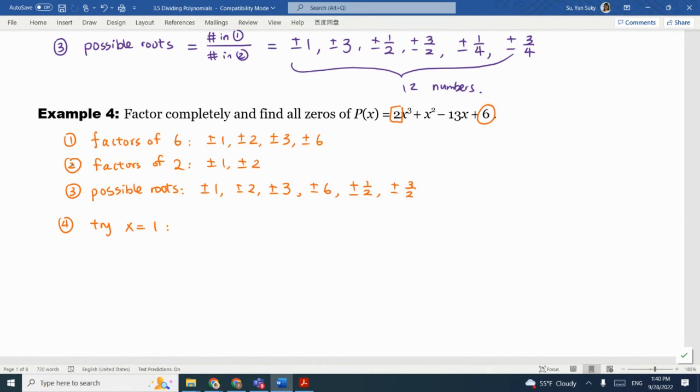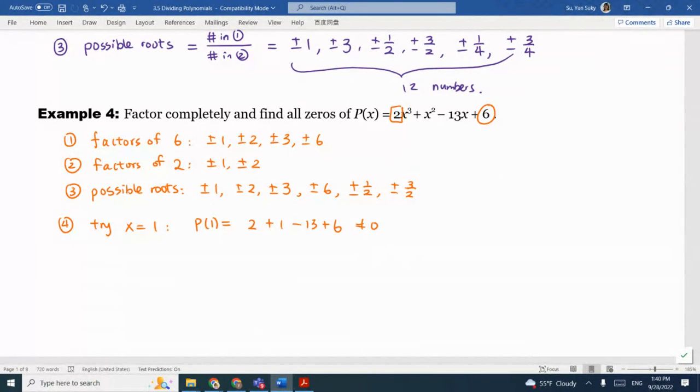Alright, so try x equals 1. Then we have P of 1 equals what? So we plug in x is 1. Whatever power, 1 to that power is 1. So 2 plus 1 minus 13, and then plus 6. Is this 0? No, it's not 0. By the way, you do not need to plug in your calculator and tell me what the number is. You just need to show me it's not 0.